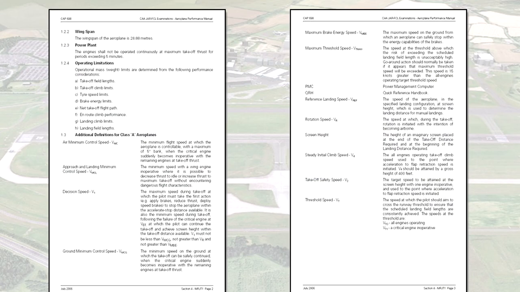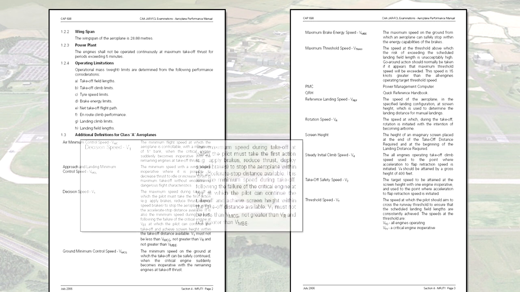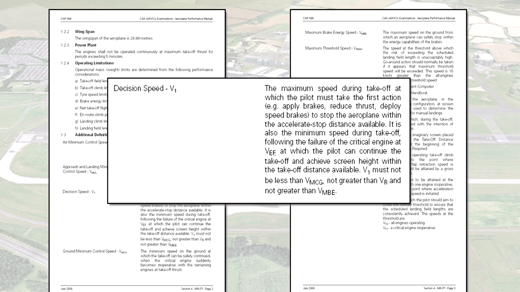CAP 698 actually lists and defines the majority of these speeds on page 2 and 3 of Section 4. Section 4 being the section of sample performance data for the medium-range jet 737. The first of these V-speeds to discuss is V1. This is by far the most important speed in the takeoff for Class A aeroplanes.